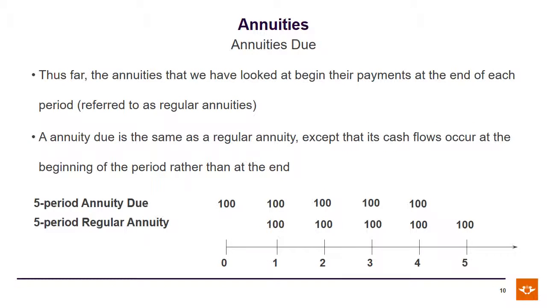Up to now, the annuities we have looked at have their payments at the end of each period. In our example, we had a 5-year annuity which paid 100 Rand at the end of each of the 5 years. Another type of annuity is an annuity due. The difference between an annuity due and a regular annuity is that the payments for an annuity due are paid at the start of each period. So if we retain our example, a 5-year annuity with a 100 Rand payment each year, then an annuity due would have each of those payments take place at the start of each year.